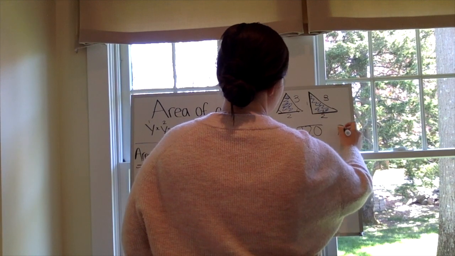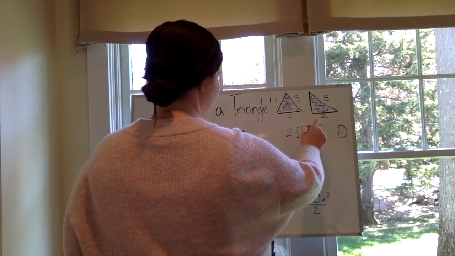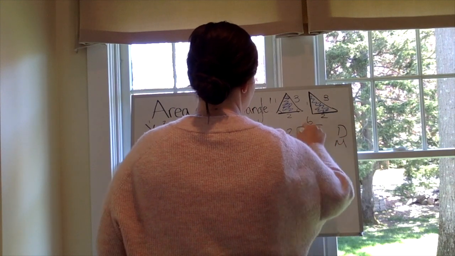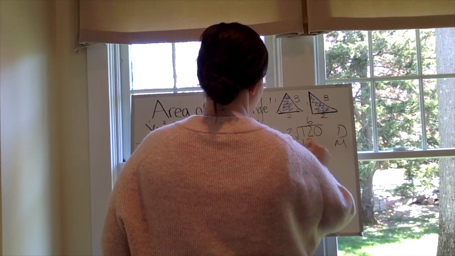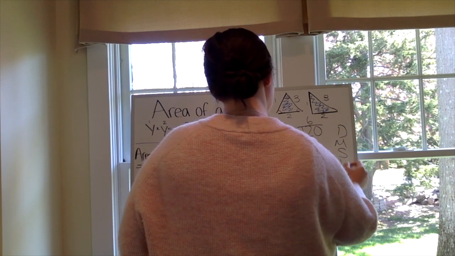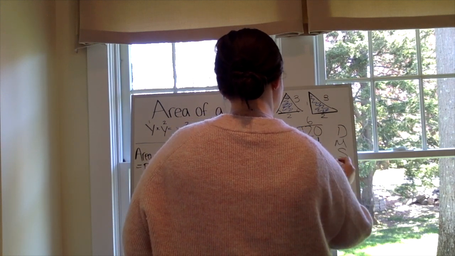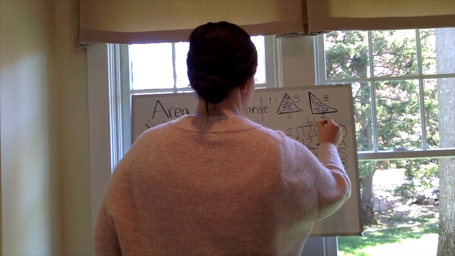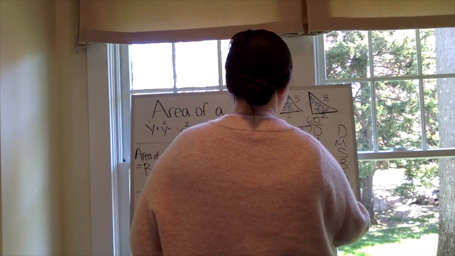Remember, our first step is divide, so 2 goes into 12 6 times. Then we multiply, 2 times 6 is 12. Then we subtract, it's 0. Then we bring down, and we repeat. 2 goes into 0 0 times. 2 times 0 is 0.